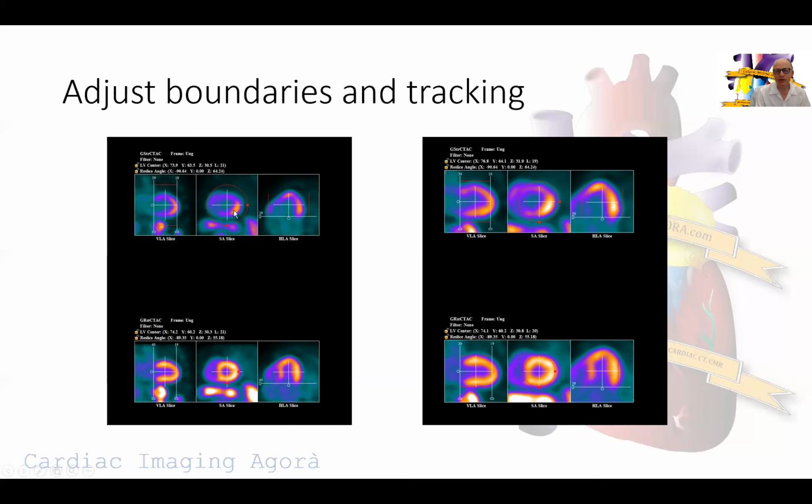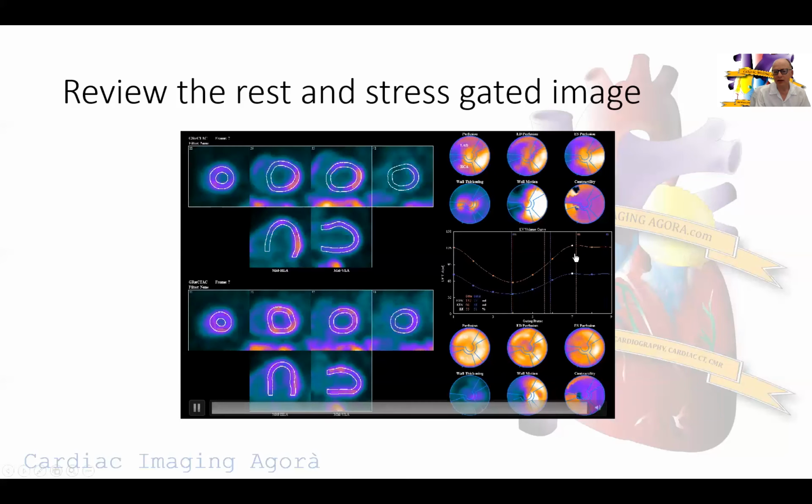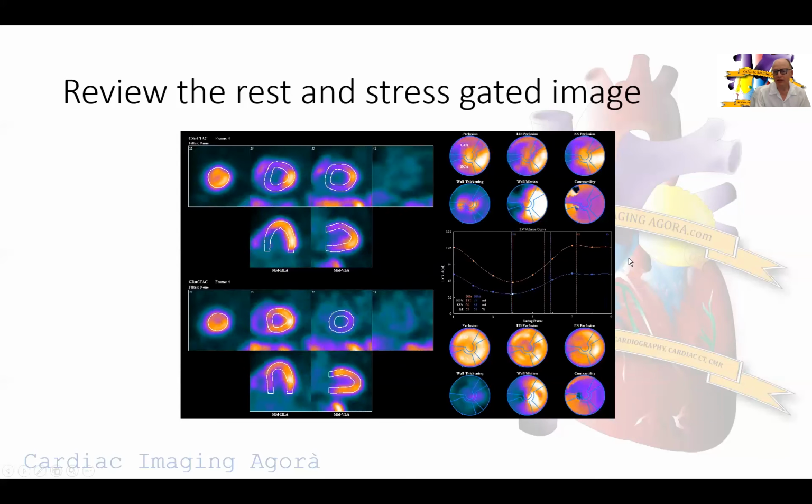On the stress images, because of the absence of the septum right here and the ischemic area, it misconstrued the right ventricular free wall actually as the septum and expanded that. So we have to make sure we pay attention to that if we have a large area of ischemia. So basically we zoomed in on the left ventricle, and you can see it on the right side here. Now we can actually process the images and generate the ejection fraction. You can see it right here.